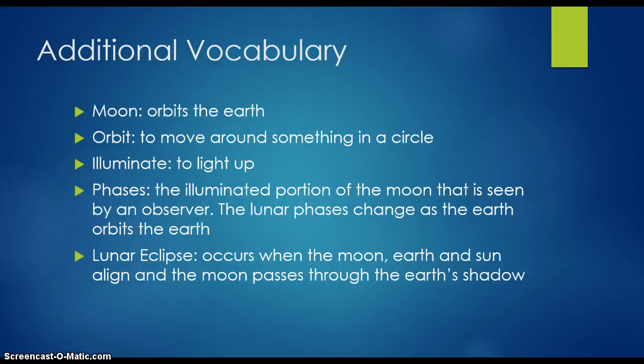Lastly is a lunar eclipse. These don't happen very often, but it occurs when the moon, Earth, and Sun align and the moon passes through the Earth's shadow.